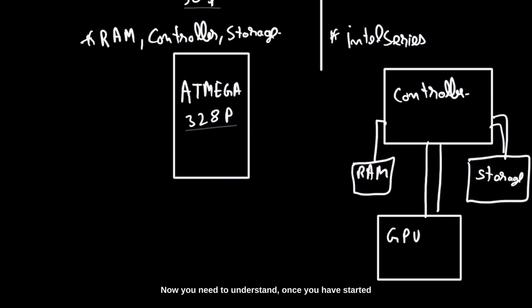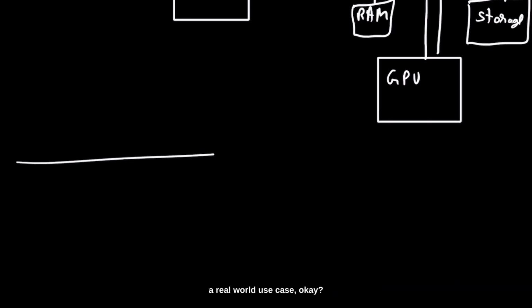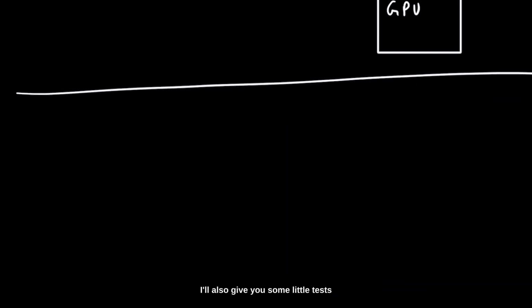Now, you need to understand, once you have started to break down this electronic concept like this, you are at a stage where you can understand pretty much everything that is happening around you. Let's start taking an example from a real world use case. Okay, I'll also give you some little test.